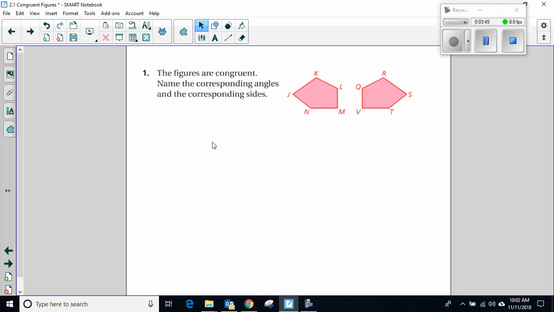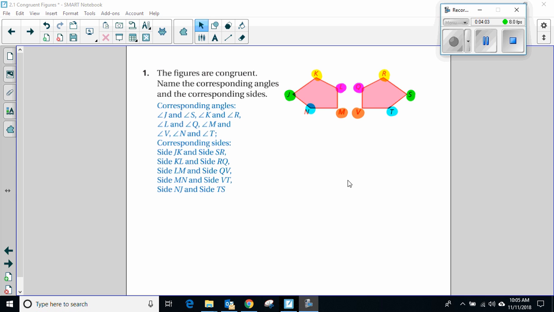Okay, I'd like you to go ahead and do this one on your own in your spiral. Go ahead and pause the video in a minute. These two figures are congruent. You have to name all the corresponding angles, or the matching angles, between these two figures and the corresponding sides.